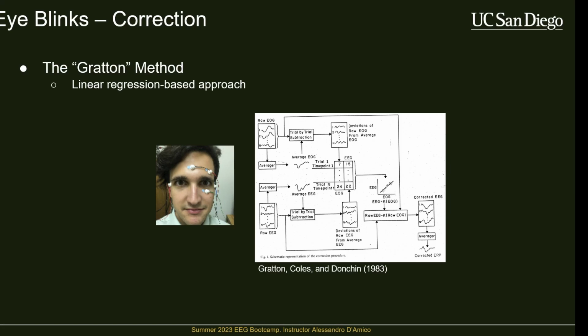And essentially what this boils down to is you have that signal and you're trying to regress it out of all of your other EEG channels. That method works relatively well. This is also computationally simple enough that you can apply it in real time. But it has a drawback.